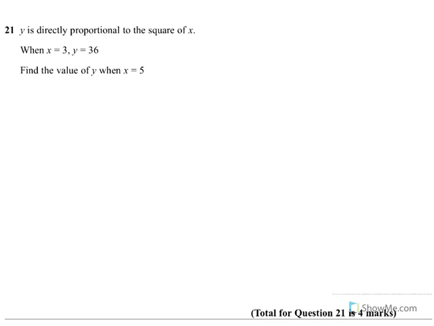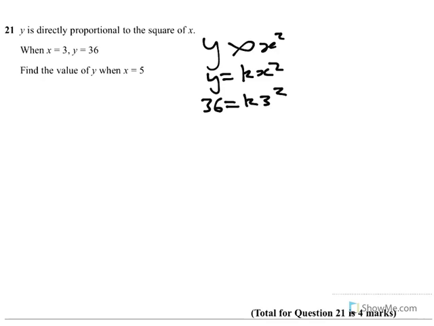Question 21. y is directly proportional to the square of x. When x is 3, y equals 36. Find the value of y when x equals 5. So we need to find k. y equals kx squared. Substitute in the values. 36 equals k times 3 squared. So 9k equals 36, k equals 4.